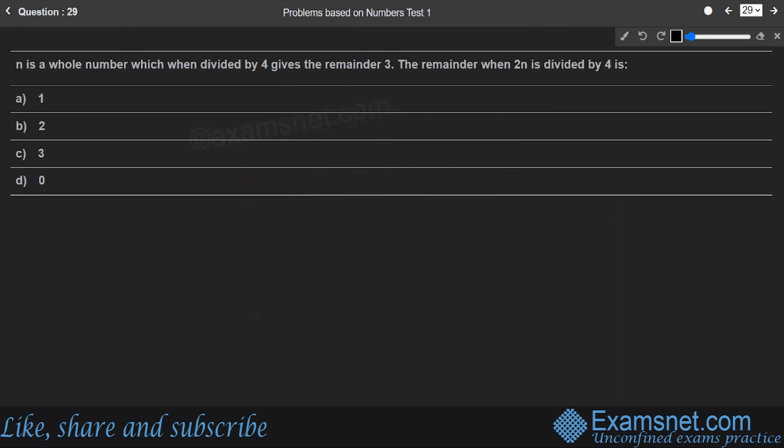Now he says, n is a whole number which when divided by 4 gives a remainder 3. The remainder when 2n is divided by 4 will be what? Any number formed when performing a division can be written as quotient into divisor plus the remainder. So n is a whole number which when divided by 4, the divisor is given to us as 4, but the quotient is not given. So we can assume the quotient to be q.